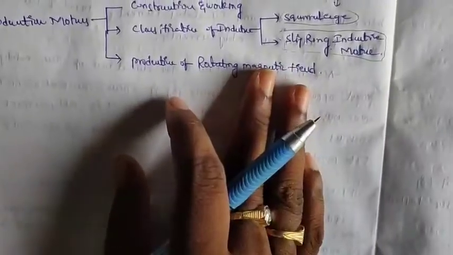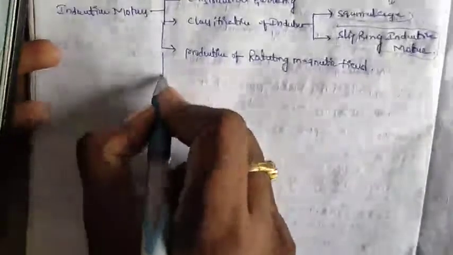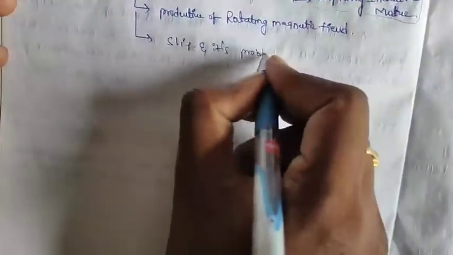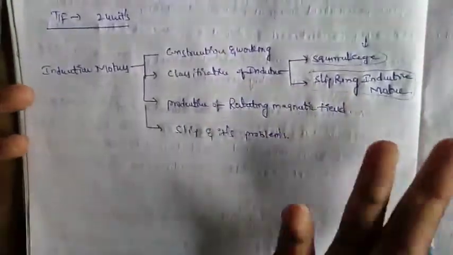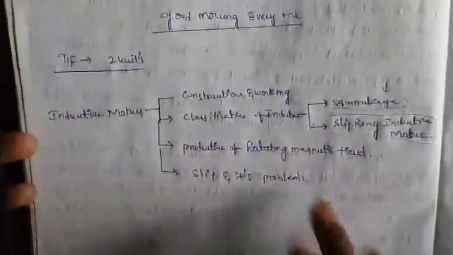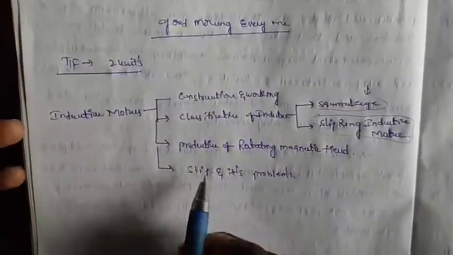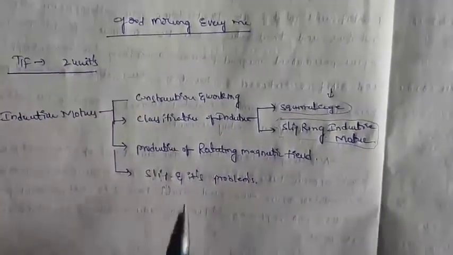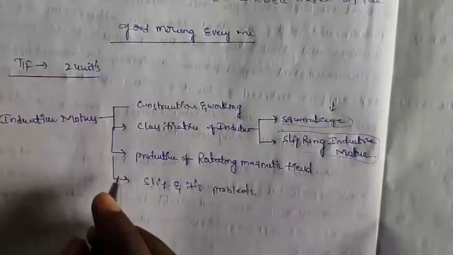After that we have to cover the principle of operation, the slip. Slip and its problems. The slip is the difference between synchronous speed and the actual speed, with respect to synchronous speed. Some problems have to be covered during this session. This is also a very important topic for 2 marks or otherwise 5 marks.